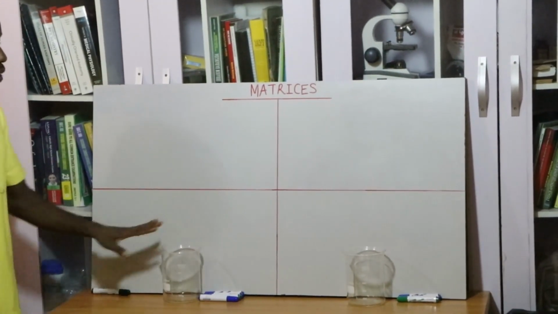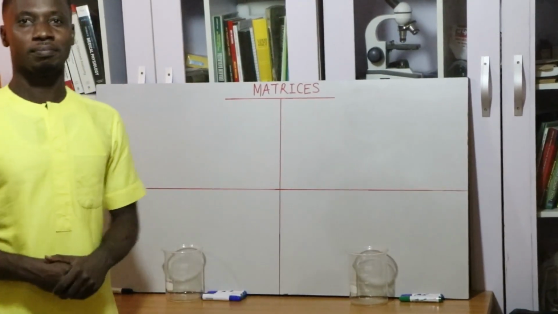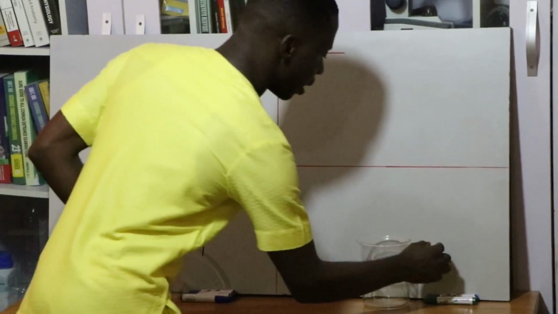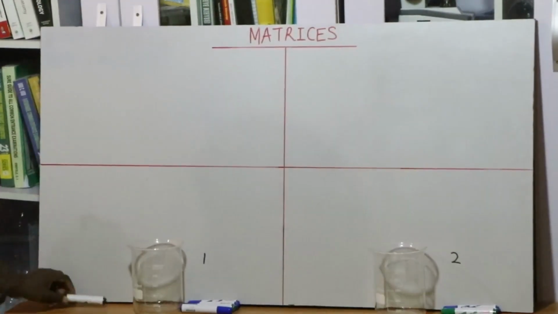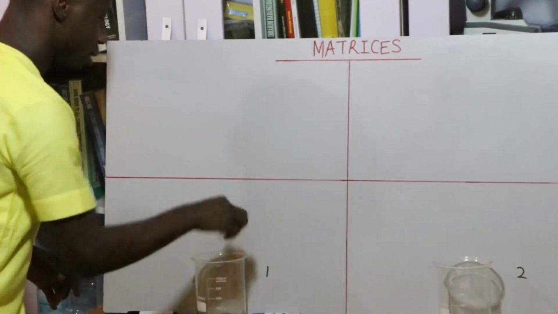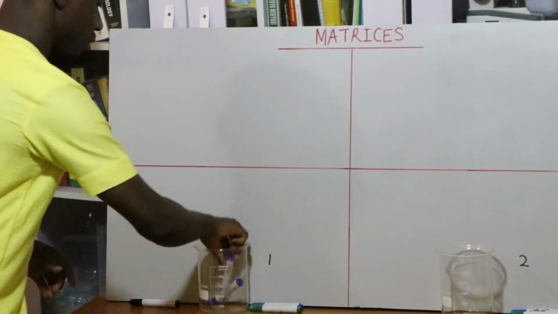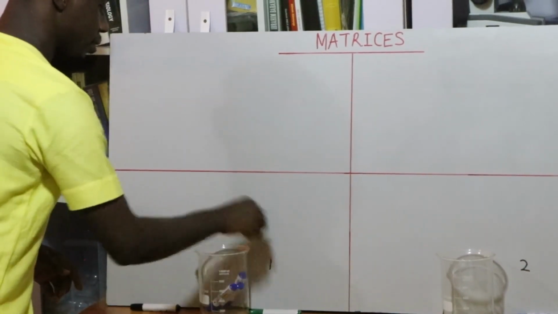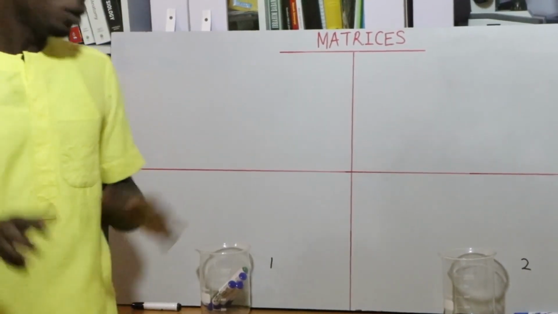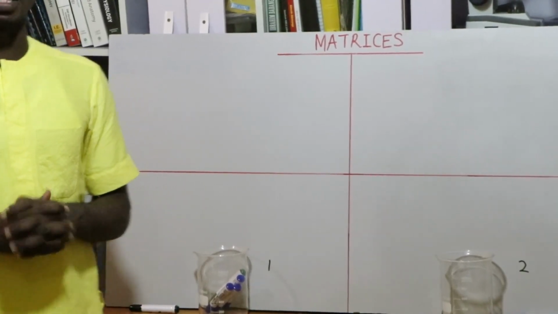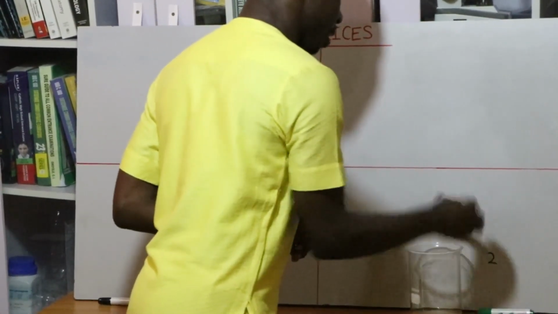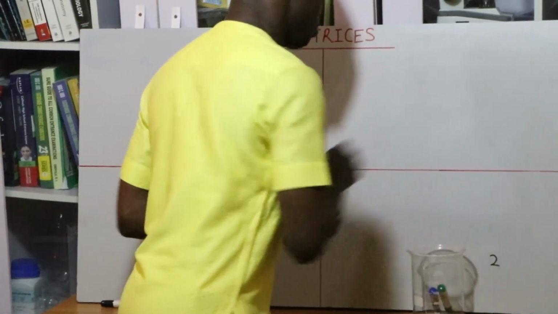Now, in front of us, we have two beakers. Let's call this beaker 1. And let's call this beaker 2. Now, let us assume that I put into beaker 1 three blue markers and one green marker. So in beaker 1 we have three blue markers and one green marker. In beaker 2 I put one blue marker and one green marker.